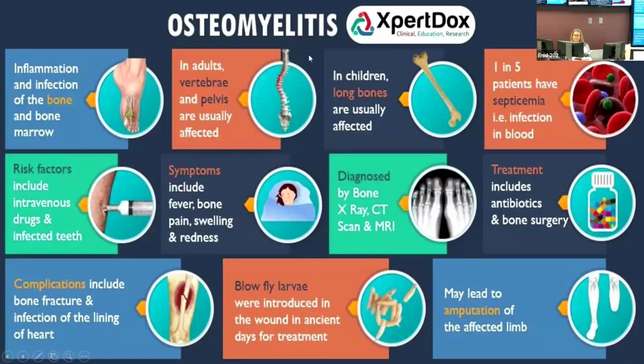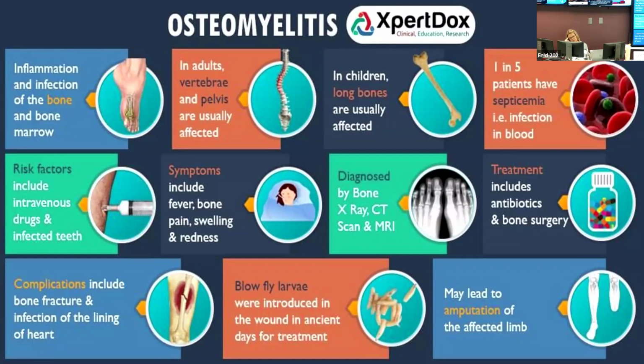Here's a little picture about osteomyelitis. Infection of the bone and the bone marrow. And this says adults, vertebrae and pelvis are usually affected. I honestly haven't seen that much, but it doesn't mean anything. And in children, the long bones are usually affected. It says 1 in 5 patients have septicemia, which is an infection in their blood. A big risk factor includes IV drugs and infected teeth. The IV drug use is a big one that you'll see osteomyelitis in.